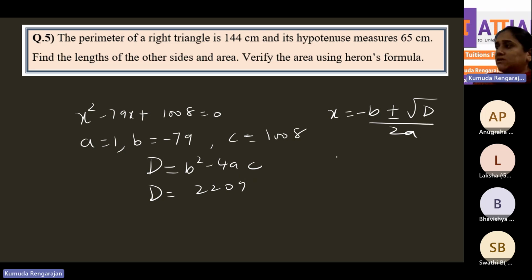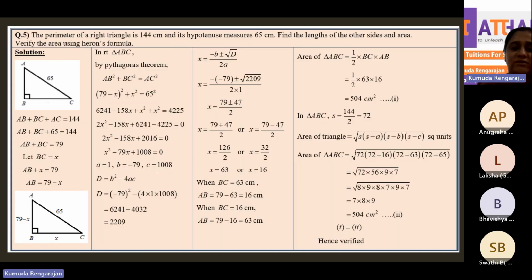So here you should substitute the values again. And since you have plus or minus, you'll get two values. With plus, you will get one value for x. With minus, you will get another value for x. Because we have plus or minus. When you do minus b plus root d by 2a, you'll get one value. And when you do minus b minus root d by 2a, you'll get another value. Now you got the two values for x.